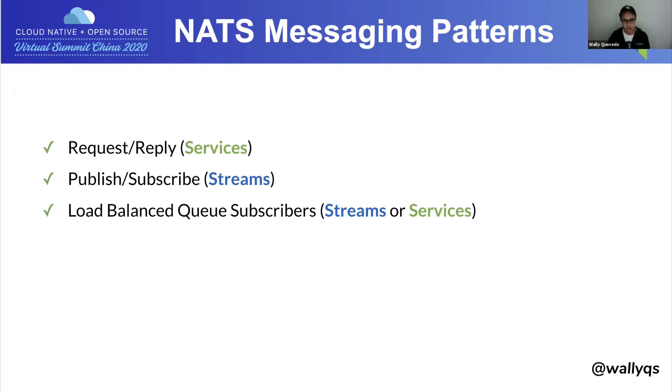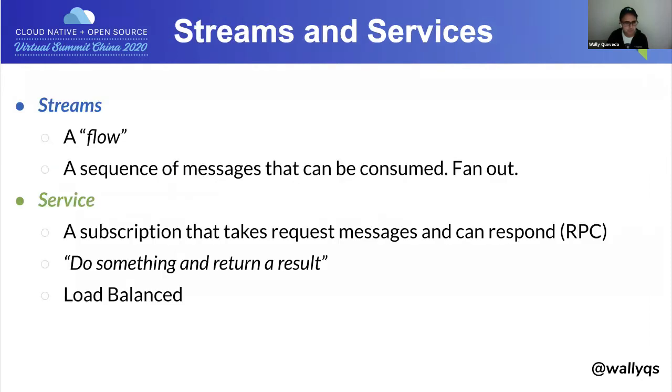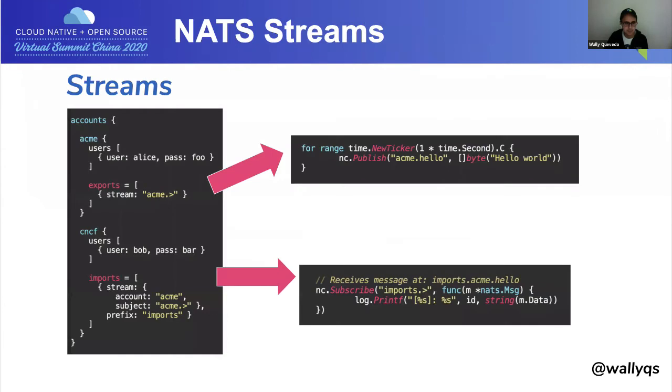But now we'll have this other level of abstractions which will help, especially when talking about isolation and permissioning, about how to configure this because they work kind of differently. So a stream is just a flow or a sequence of messages that can be consumed and will be fanned out. Whereas a service is something that is expected to receive a request, do something, and return a result. And the recommendation is for this to always be load balanced.